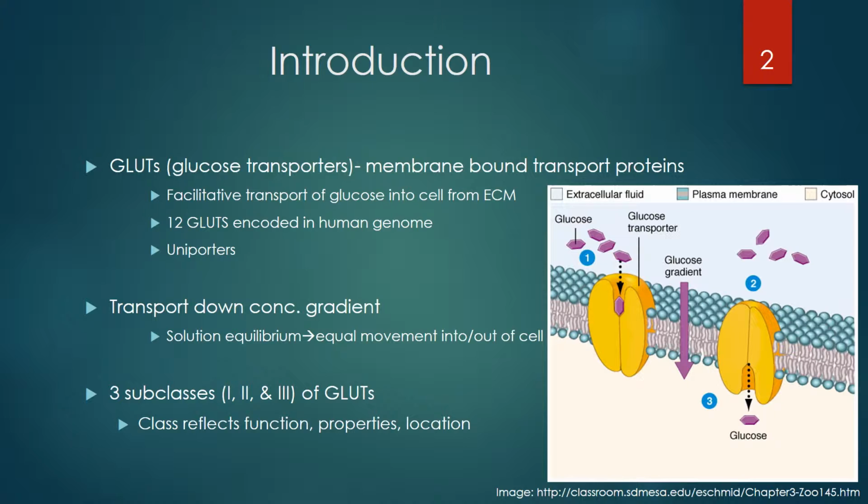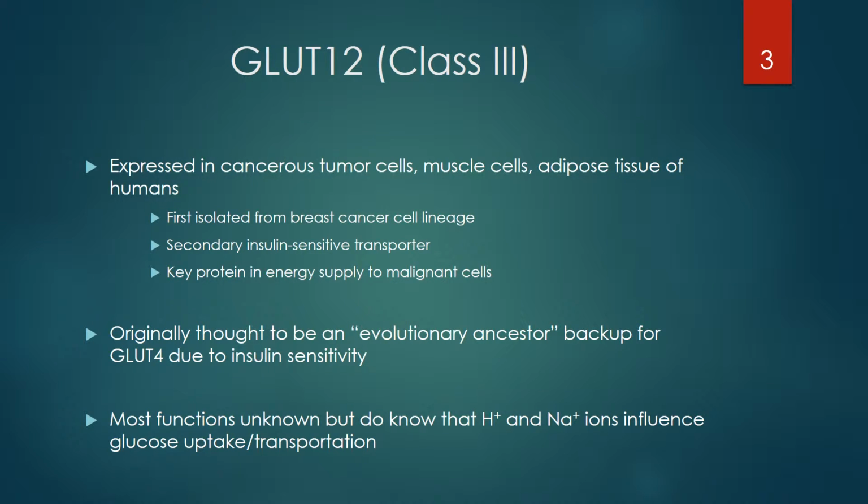They transport glucose down the concentration gradient, meaning from an area of higher concentration to lower concentration, until a solution equilibrium is reached, meaning that there's an equal movement into and out of the cell of glucose. There are 3 total subclasses of glucose transporters, with each class reflecting a unique function, property, or location of the glucose transporters. The focus of this study was on GLUT12, which is a class 3 glucose transporter.